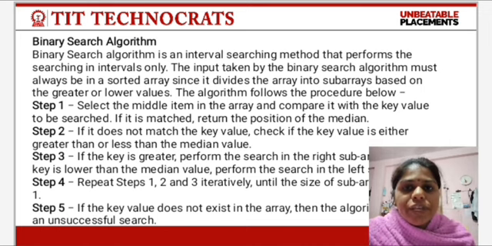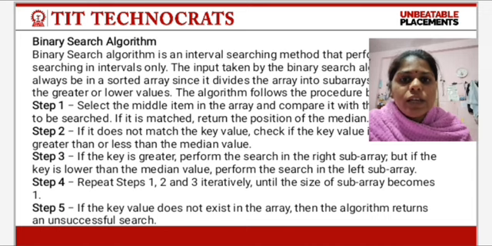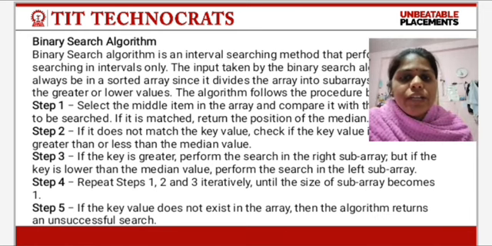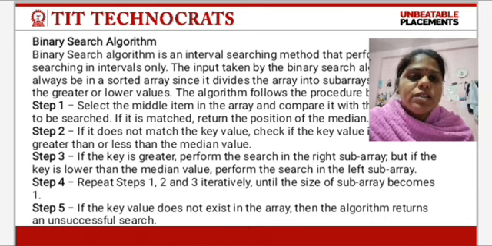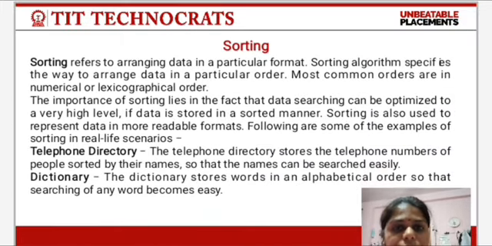Next step, if the key is greater than the middle value, perform the search in the right subarray, but if the key is lower than the middle value, then perform the search in the left subarray. Next, repeat steps 1 and 2 respectively until the size of the array becomes 1. Step 5, if the key value does not exist in the array, then the algorithm returns an unsuccessful search. Okay, so these are the searching properties, and next is sorting.